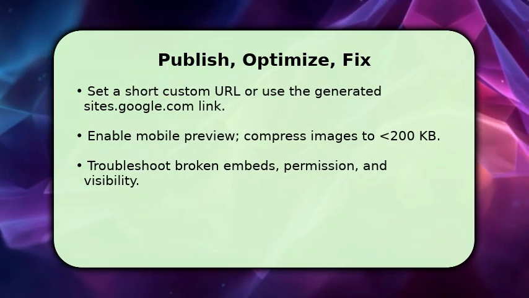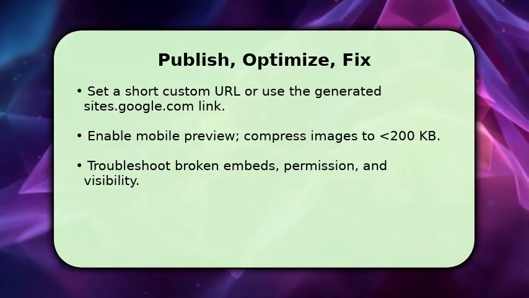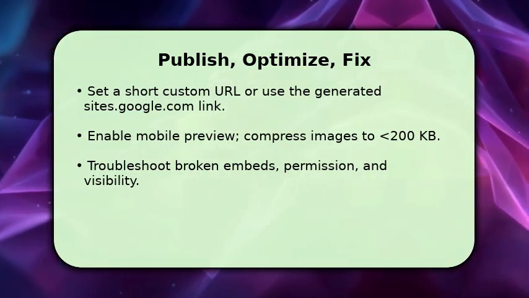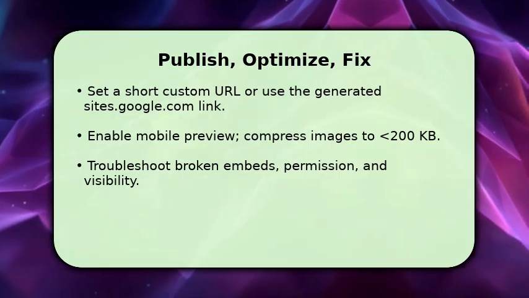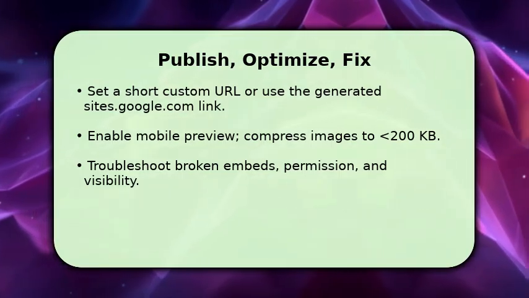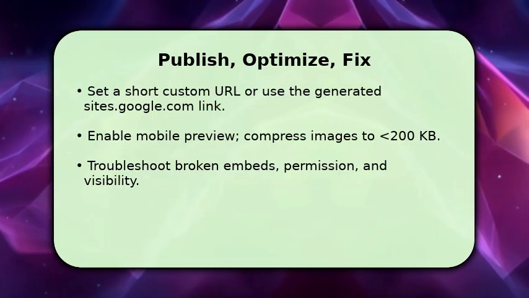If something goes wrong, like broken embeds or private drive files, check sharing permissions and re-embed. Make sure files are set to anyone with the link can view. Finally, update your about and contact details.